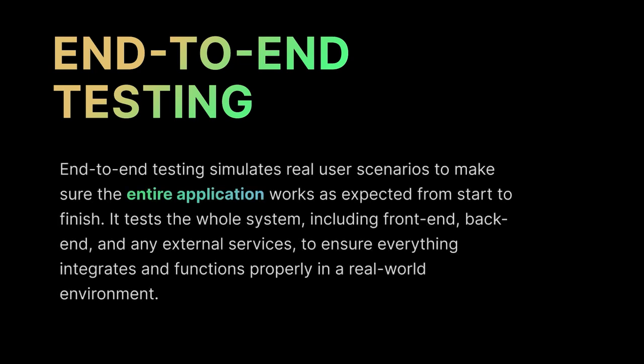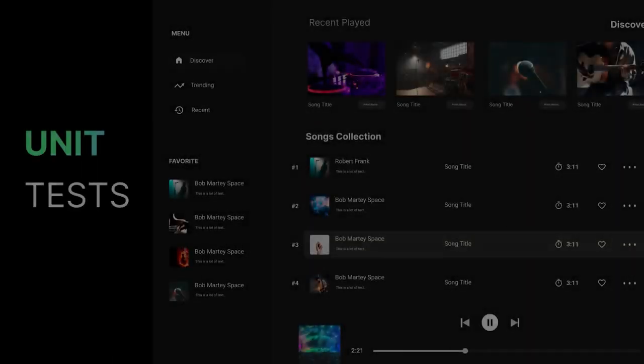And finally we have end-to-end testing. End-to-end testing simulates real user scenarios to make sure the entire application works as expected from start to finish, and it tests the whole system, including the front end and also the back end, if you are aware of those topics, and any external services, which we're not going to be covering, to ensure everything integrates and functions properly in a real world environment. So that was E2E or end-to-end testing.